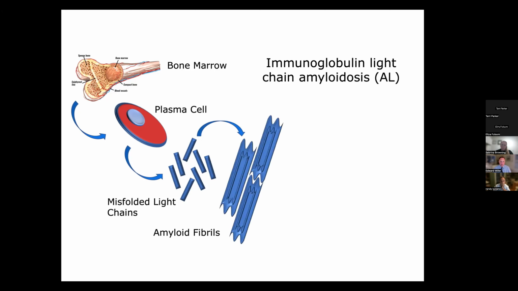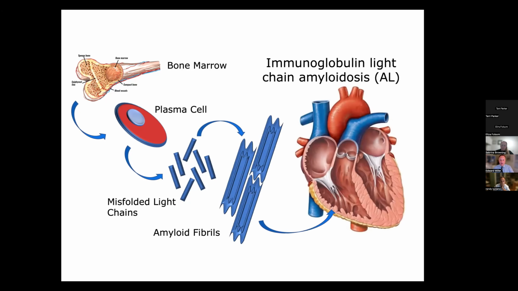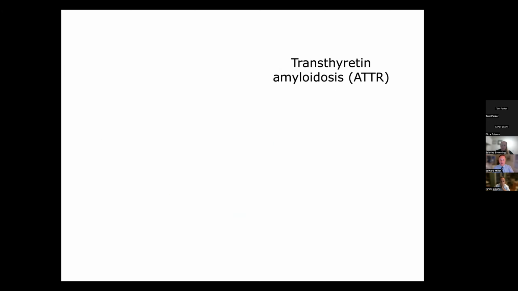When they deposit, they organize together to make these sheets of sticky material that cause the organs not to work well. Those are called amyloid fibrils. And they can deposit in organs such as the heart or other tissues.